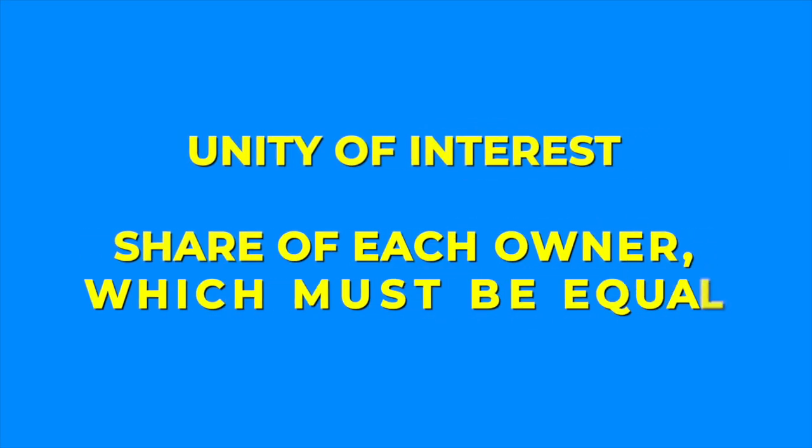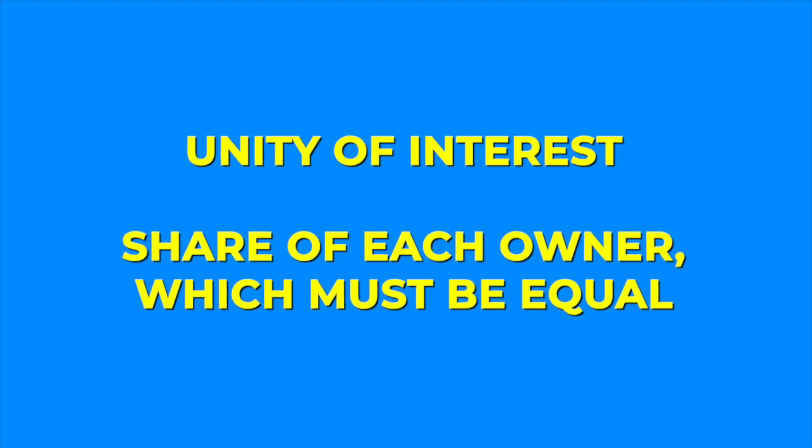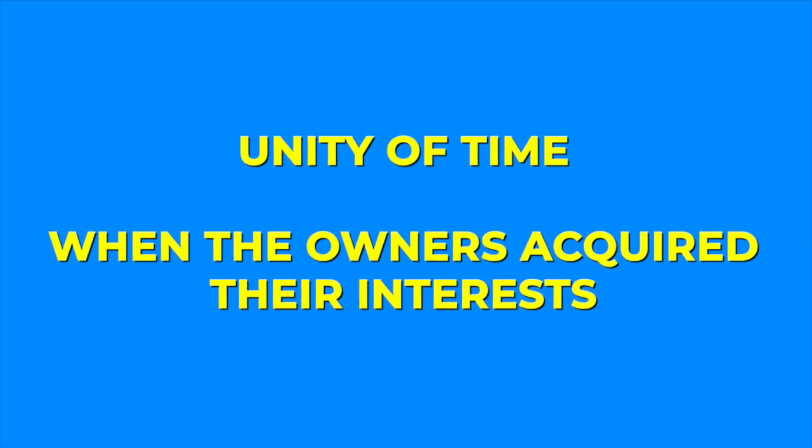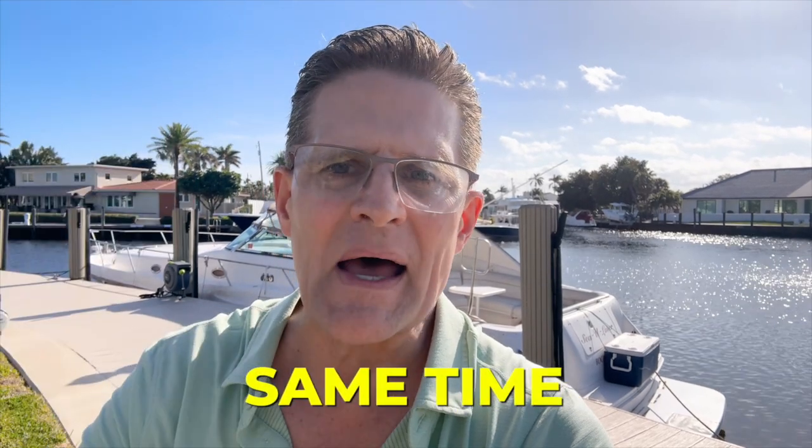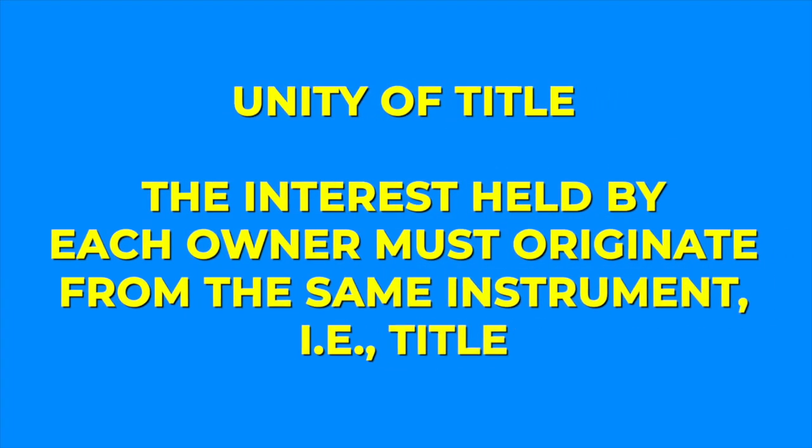The unity of interest refers to the share of each owner, which must be equal. In being equal, the interest must be the same type and must run for the same duration. If one owner has a larger or smaller share on the property, the unity of interest is broken. Unity of time relates to when the owners acquire their interest. The owners must acquire their interest at the same time, or there's no unity of time. Unity of title means the interest held by each owner must originate from the same instrument, i.e. the title. If the share of either owner stems from a different instrument, there is no unity of title.